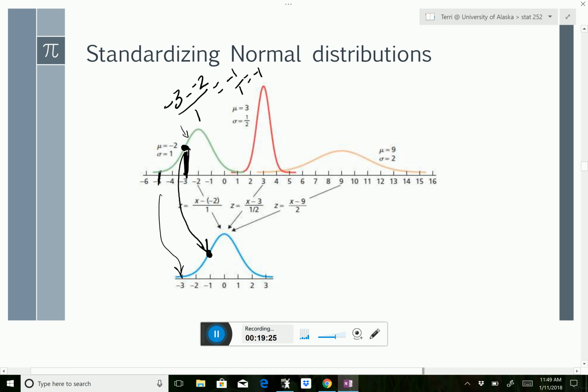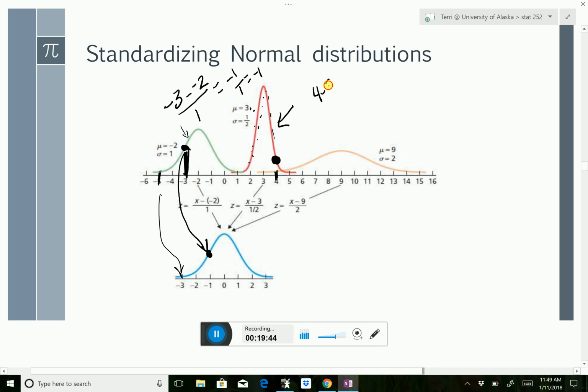So it's kind of like a transformation that you might have done in another class. And then the red one, we subtract 3, so each of these numbers gets subtracted by 3 and divided by 1/2. So what happens when we do that? So let's try 4.